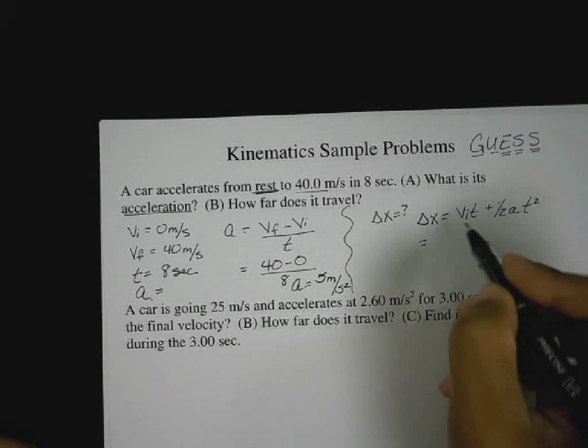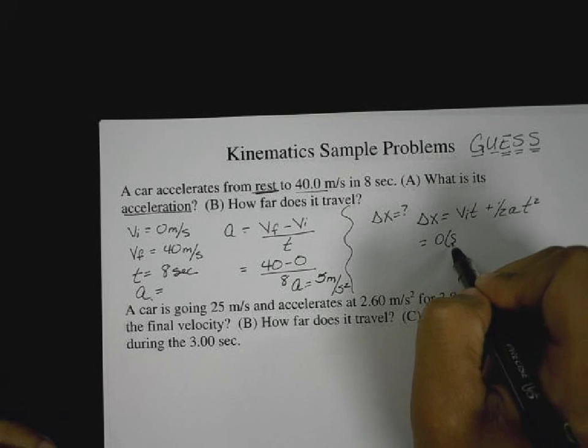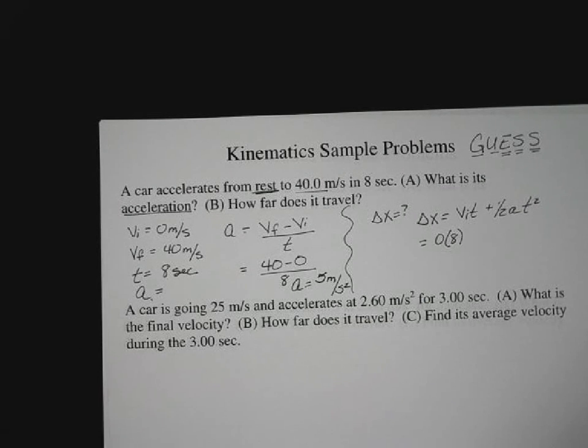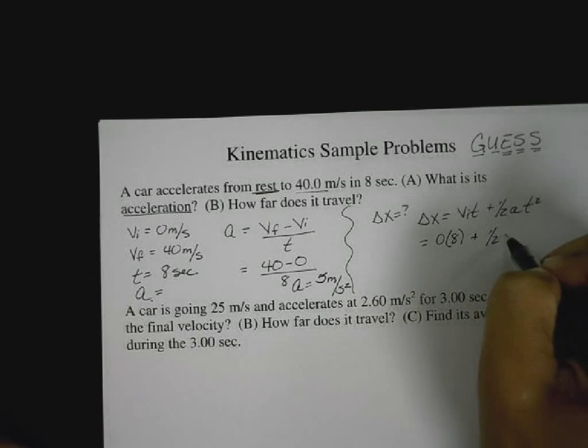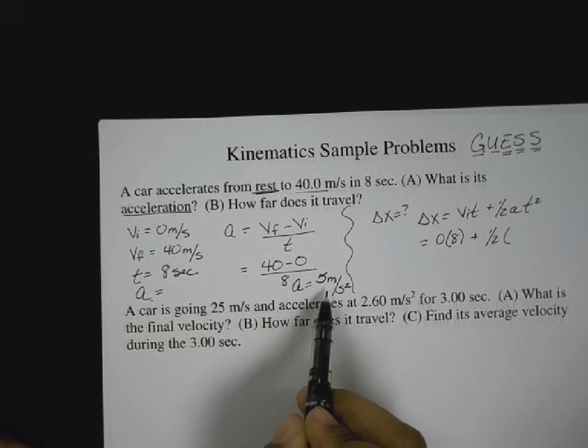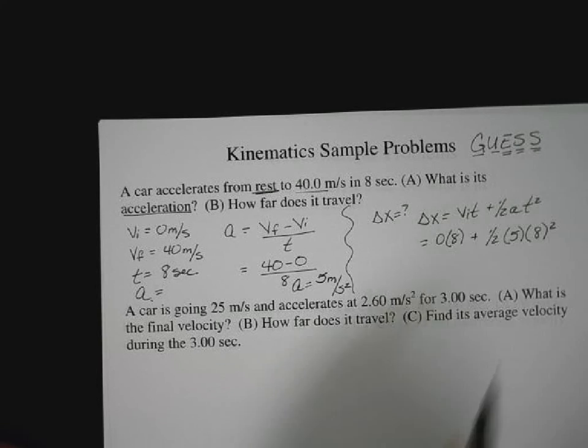And now we substitute in the numbers. The initial velocity is 0, and the time is 8 seconds. Same problem, same numbers, nothing's changed. Plus 1/2 times the acceleration, which I solved here, which is 5, times the time squared, which is 8 squared.